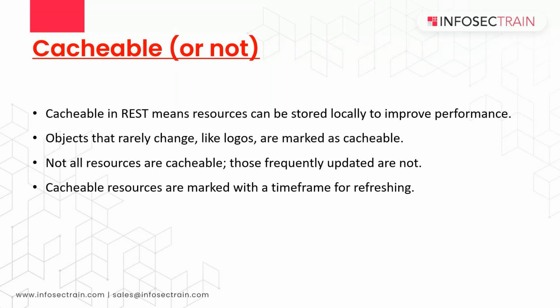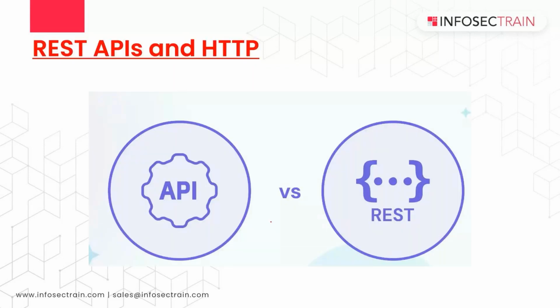So the product list returned in your most recent search of the website would not be cacheable, because the server would want to update and supply a new list each time. That is cacheable, right? Next is REST APIs and HTTP. Do they work with each other or not?